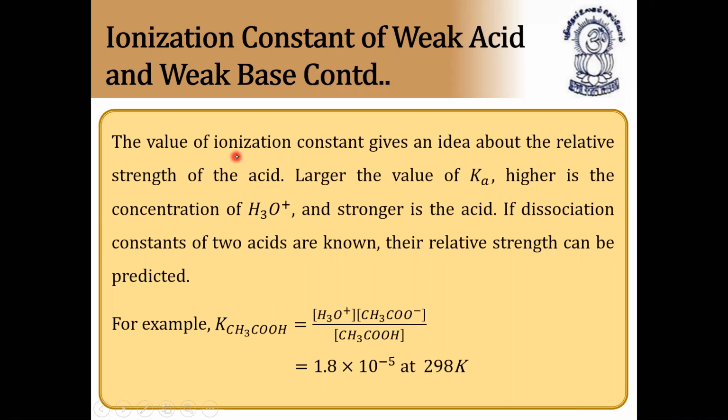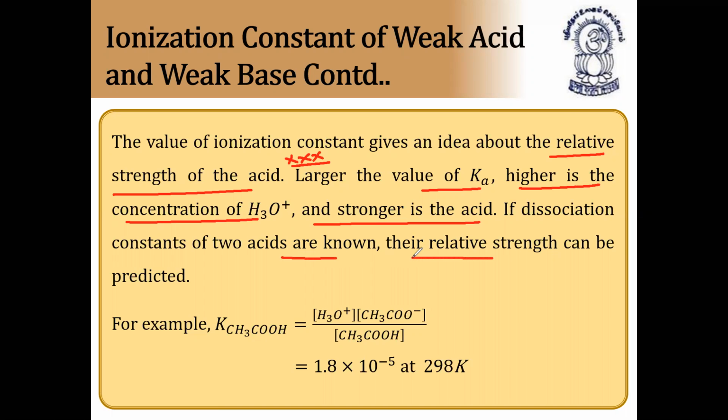The value of ionization constant gives an idea about the relative strength of an acid. Larger the value of Ka, this sentence is very, very important. They will ask which of the following is in the decreasing order of their acidic strength, and they'll give Ka values of all the acids. Larger the value of Ka, higher is the concentration of H3O plus ions and stronger is the acid. If the dissociation constants of two acids are known, their relative strength can be predicted.